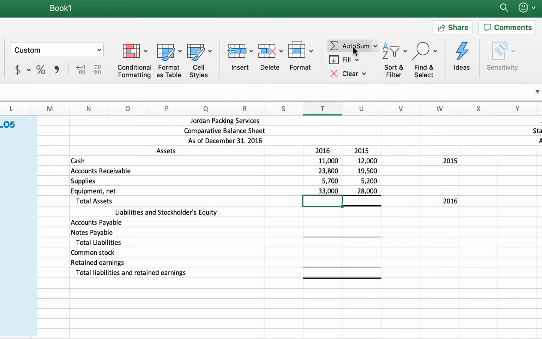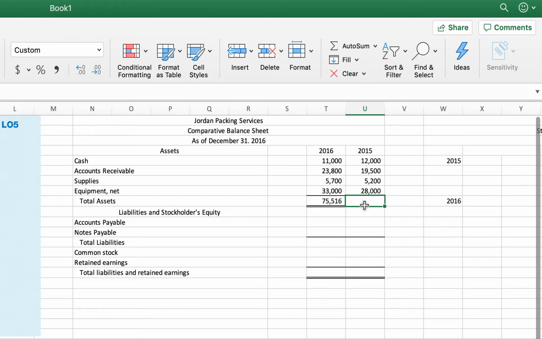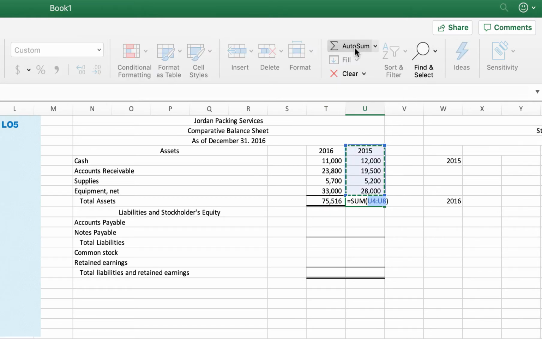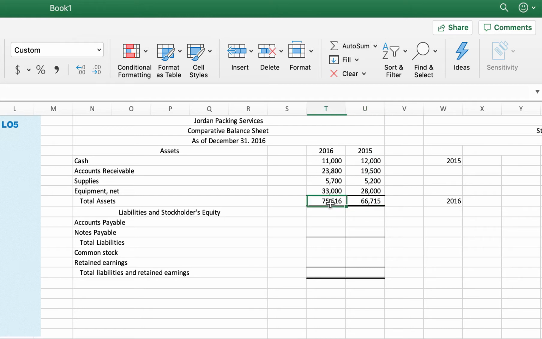Now I can add up my total assets. So I'm going to come up here to auto sum, and I'm going to come over here to auto sum, and it looks like I didn't auto sum the correct numbers. Remember, do not auto sum the dates. There we go, much better. And we're going to do the same thing with 2015.